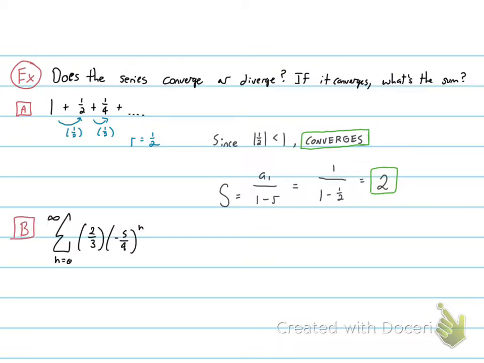In example B, let's look at something with summation notation or sigma notation. If you have an infinite series, notice it'll have that infinity sign where you would have your upper limit, because again, I don't have an upper limit really here. Again, I really just want to focus on my r value. Here, my r value would be -5/4. Since the absolute value of -5/4 is greater than 1, that series would diverge, so I don't have a sum here.